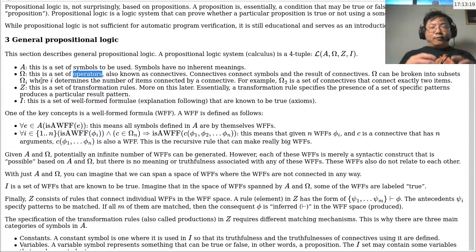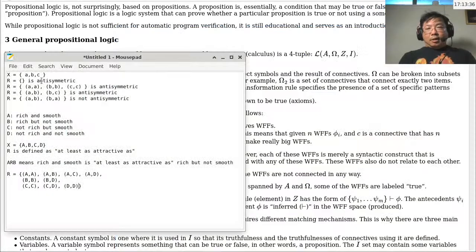But each well-formed formula that you create can also be combined further with other larger well-formed formulas using the connectives, and therefore we can construct larger and larger, bigger and bigger well-formed formulas. So now is a good time to give you an example of what we mean by that.